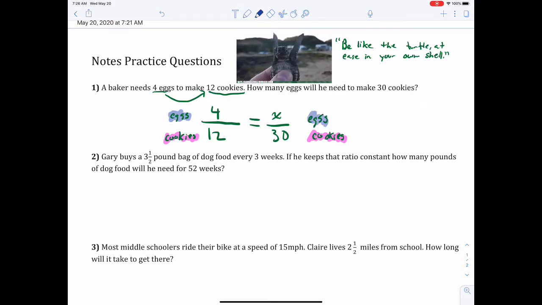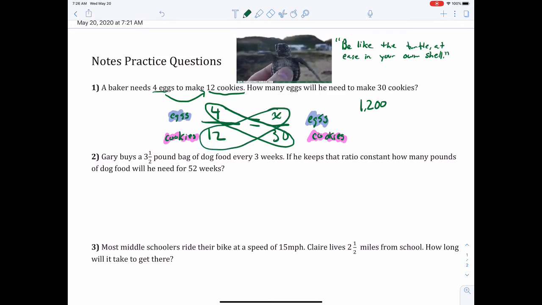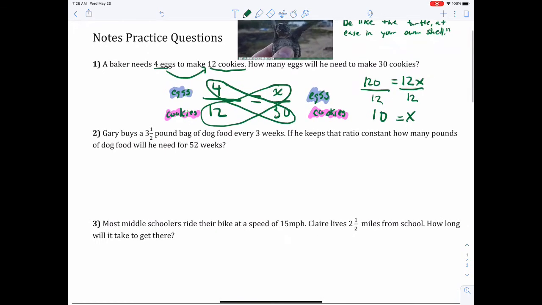All right? So once we set up that proportion, we're going to be really good to go. We're going to do cross multiplication here. We've done this before. 4 times 30 is going to be 1,200. 12 times x is going to be 12x. And then to find what x is, we're just going to divide by 12. And you get x equals, doesn't equal 1,200, it equals 120. We make mistakes, that's okay, so we got an eraser. And we got x equals 10.